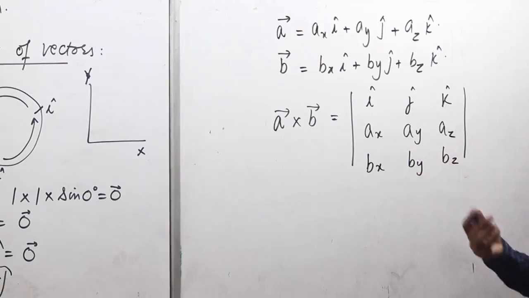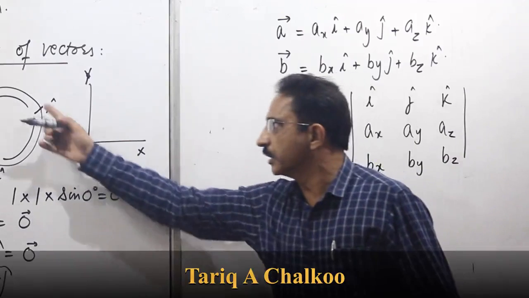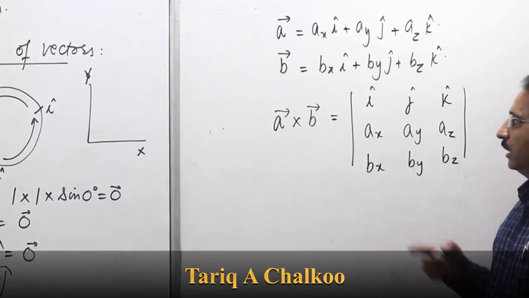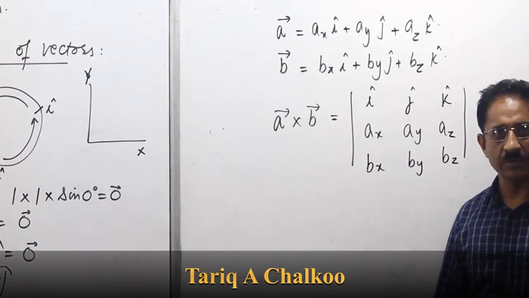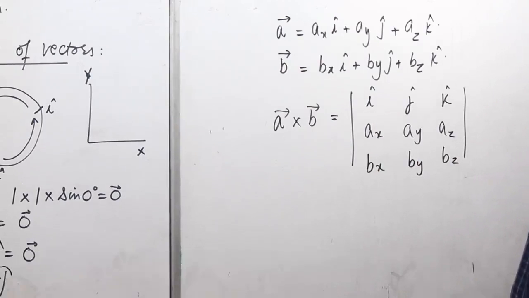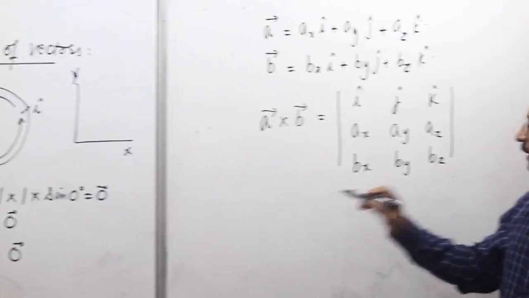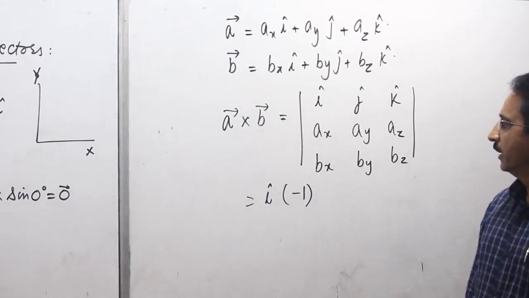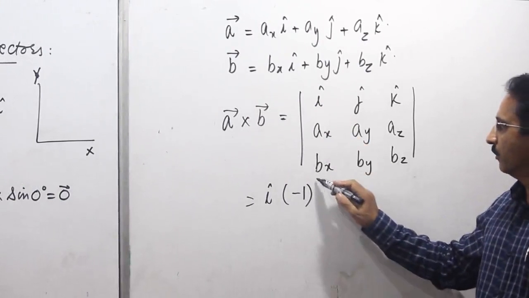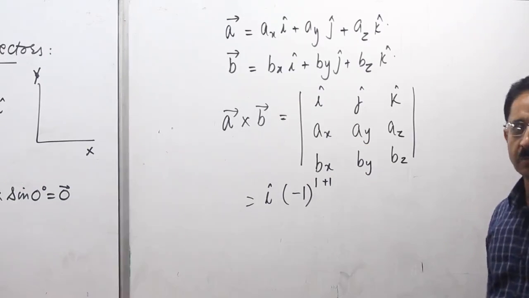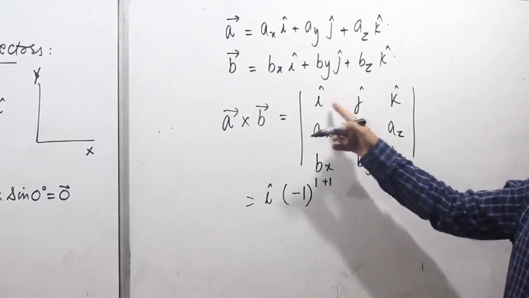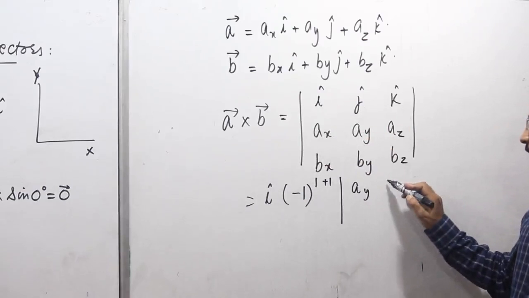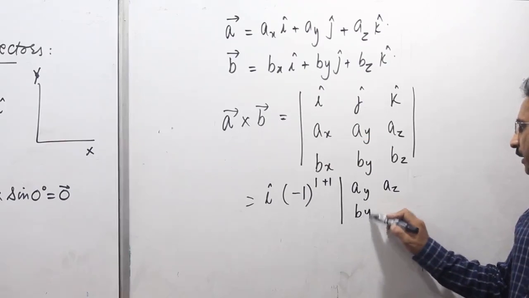The determinant method has some advantage over this, because here you have to remember what is I cross J, J cross I or J cross K. Here the things will get generated themselves. And you know how to expand a determinant. If I have to expand this determinant, the first element is I cap. Its cofactor will be minus 1 raised to the power its row and its column. So it is first row, first column, that's minus 1 to the power 1 plus 1. Now cut the column, cut the row, make its minor. That minor will be the determinant AY, AZ, BY, BZ.